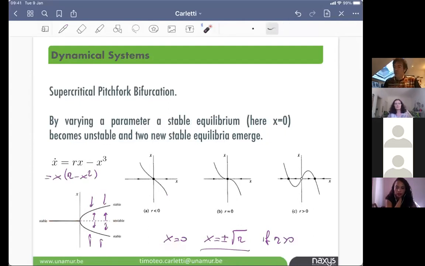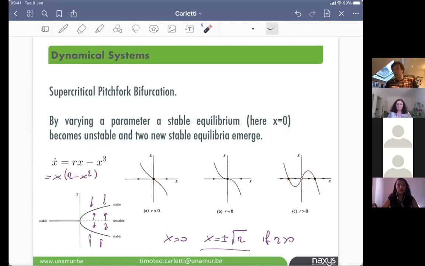If you prefer a more geometrical view, if r is negative, this function, which is a cubic function, intersects the x-axis only at the origin, this way. So you only have one intersection, of course. If r is 0, you have a tangent at 0. While if r is positive, now the cubic has this shape. So you have three intersections. And then you can prove that one is unstable and two are stable.